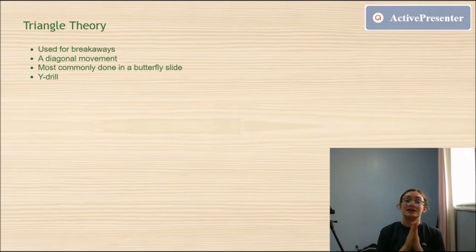Triangle theory. It is used for breakaways. It's a diagonal movement and not a lateral movement. It's commonly done in a butterfly slide. A really good drill for this is the Y drill. You can do this with or without a shot. If you're a beginner, I suggest you start without a shot and then work your way up. It's hard to explain without showing you, but you challenge the ring or explode out to the ring, and then you come back, retreat, and then you slide to the post. This cuts down the angle of the shooter on a breakaway, and also forces them to make the first move. So this is very important for breakaways.